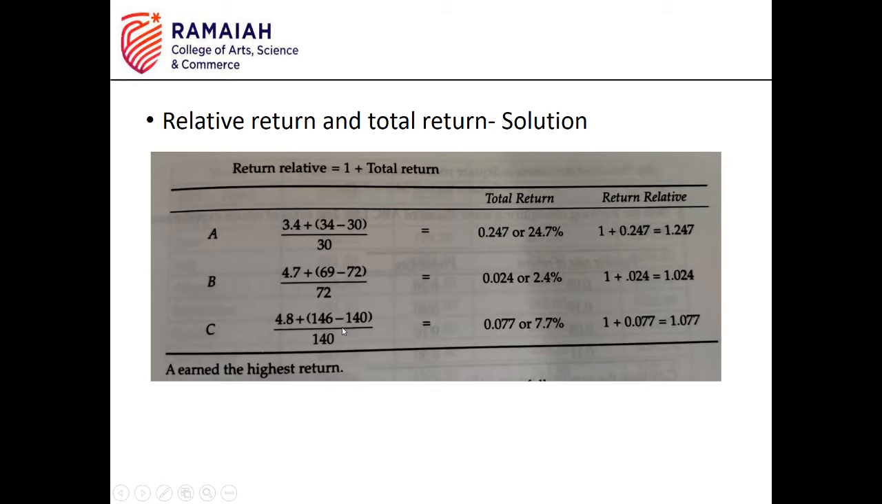What is relative return? Relative return is like calculating a geometric mean. You just have to add 1 to the total return. The formula goes like this: relative return is 1 plus total return. If you want to know the meaning and all, I've explained it in the theory videos which pertain to your second module. Please go through that. Total return you have already calculated, that is 0.247. You just have to add 1.